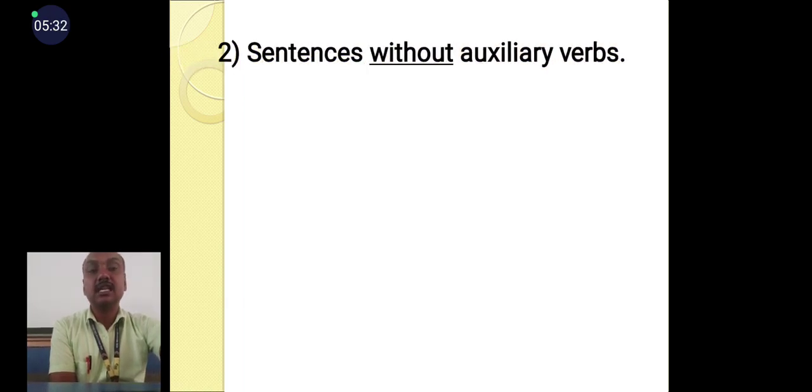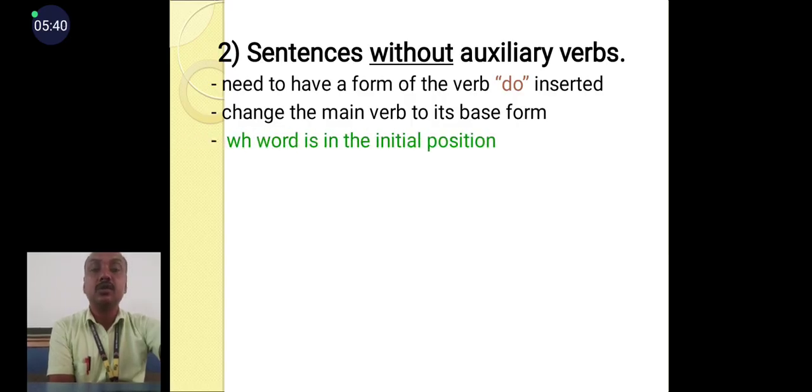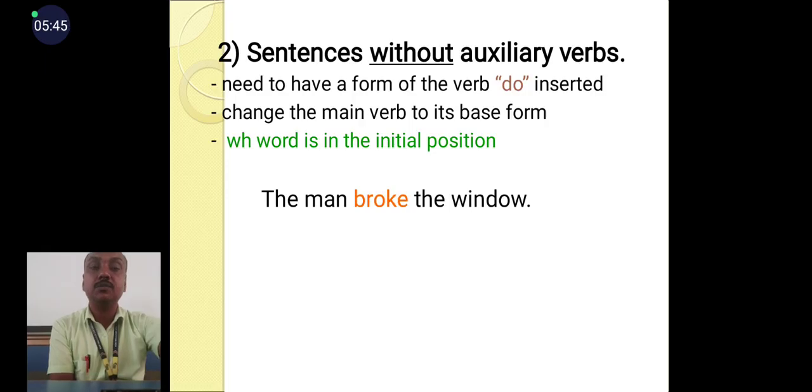Sentences without auxiliary verbs. If a sentence doesn't have an auxiliary verb, likewise in yes no questions, you should bring the auxiliary verb do. Form verbs in the main verb, and you have to split it. If it is in the present form, just break it as do plus the base verb or does plus the base verb. If it is in simple past tense, break the verb as did plus the base verb.